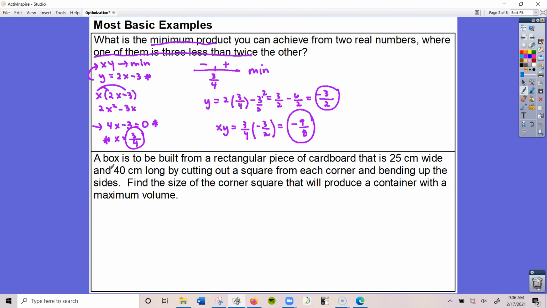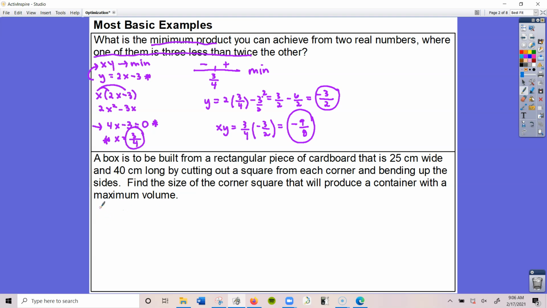Let's look at this next question. A box is to be built from a rectangular piece of cardboard that is 25 centimeters wide and 40 centimeters long by cutting out a square from each corner and bending up the sides. Find the size of the corner square that will produce a container with a maximum volume.